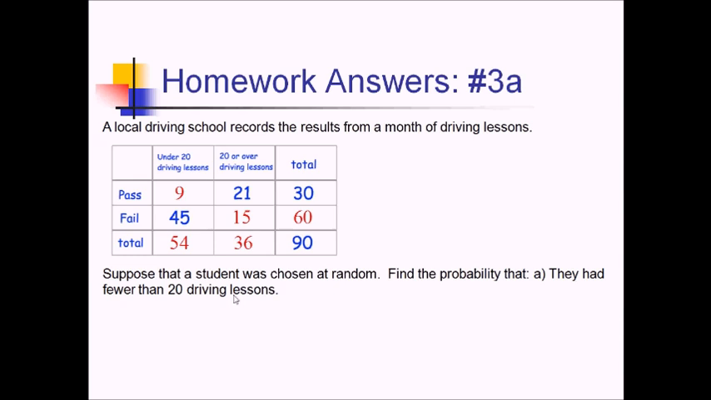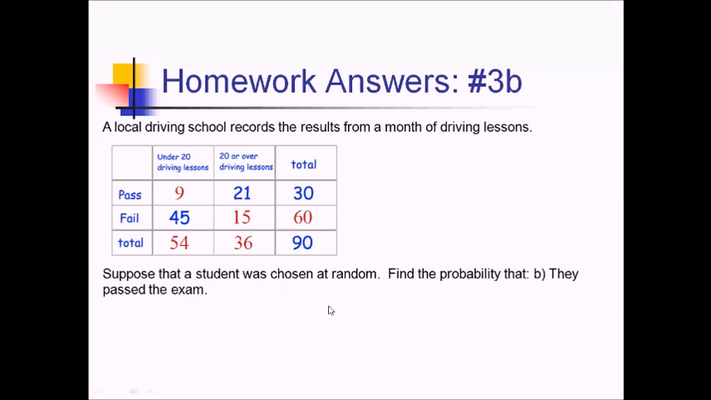So grand total of 54 students had less than 20 driving lessons. So our probability then is going to be 54 out of 90. And then we could actually reduce this by, let's see, this reduces by 9s. This is really 6 over 10, which we could call 0.6, or we could do it on the calculator, either way.